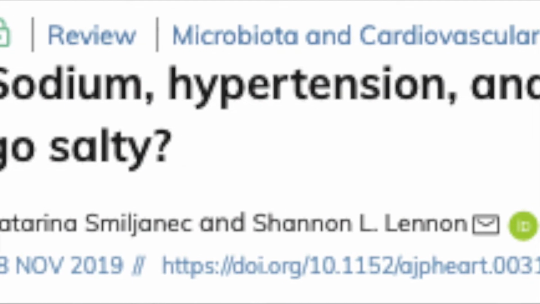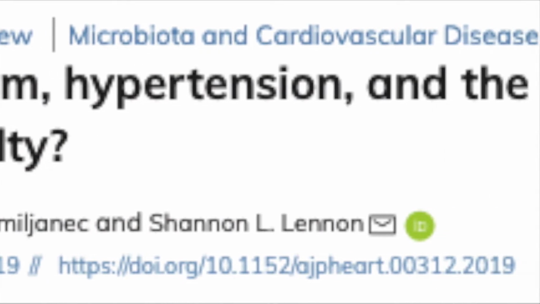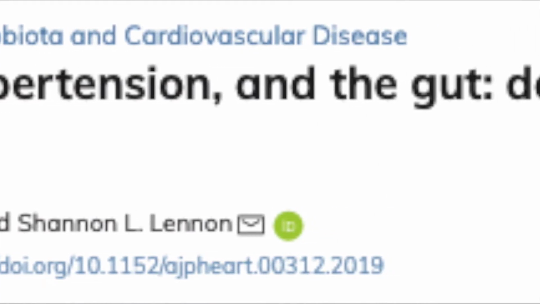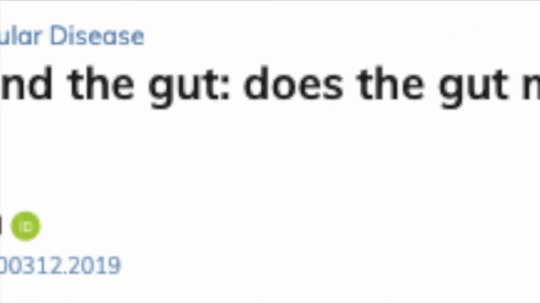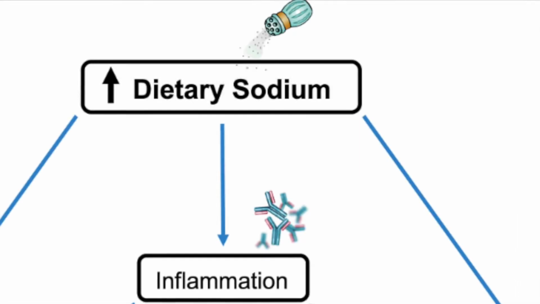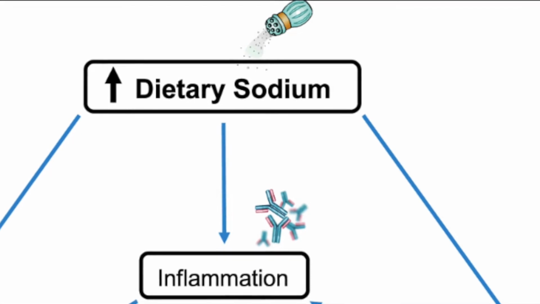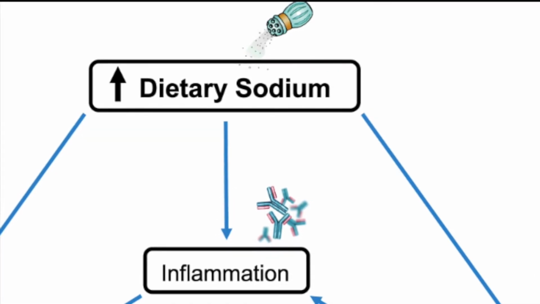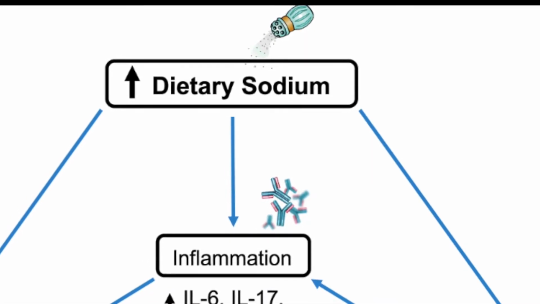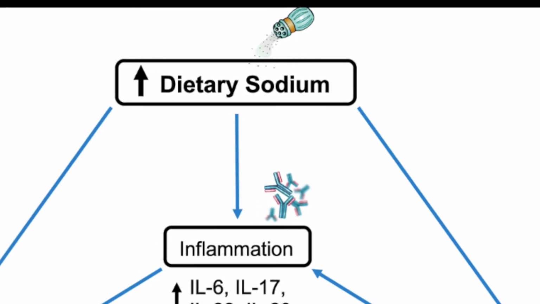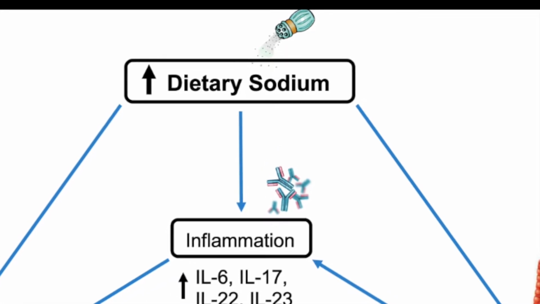Review by Splanonic and Lennon discusses the role of gut microbiota in salt-dependent hypertension. Because of the emerging connection between the gut microbiota and hypertension, the interaction between dietary sodium and gut microbiota has sparked interest. High sodium diets promote local and systemic tissue inflammation and impair intestinal anatomy compared with low sodium intake in both humans and animal studies.